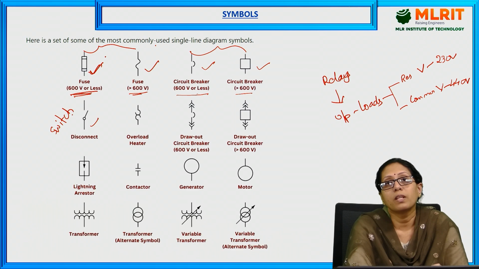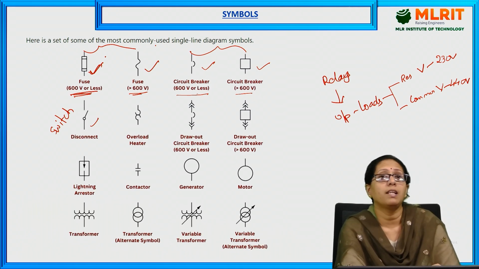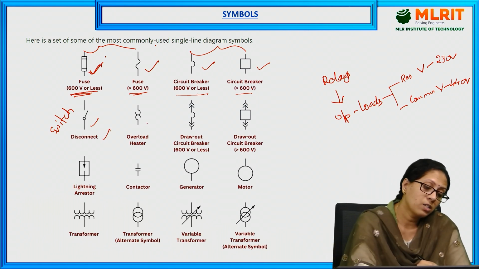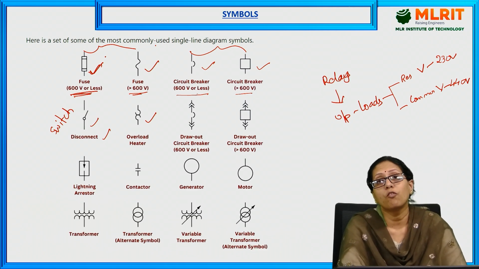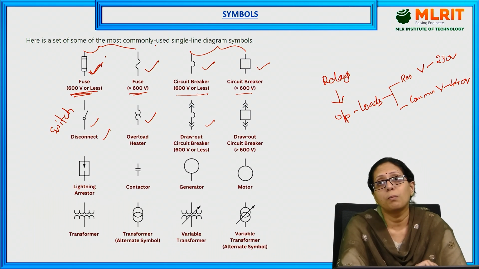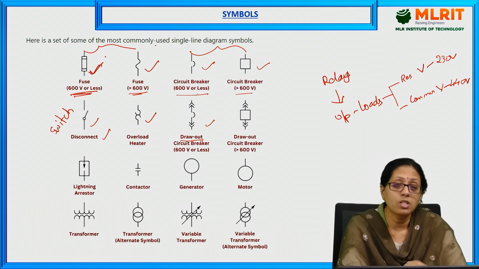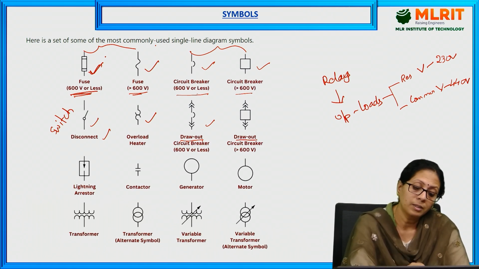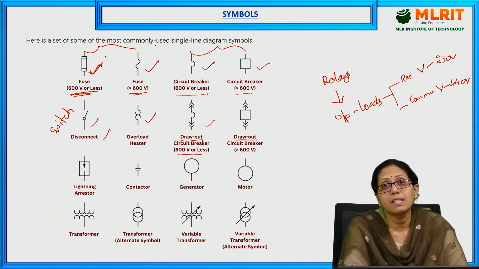You can call this one a switch, which is used for disconnecting a particular motor or a generator or any kind of component. If you want to temporarily disconnect from the main line, you will be using this disconnect symbol here. Next one is overload heater. This is the symbol for overload heater and this is the symbol for circuit breaker again, but this is draw out circuit breaker. This is also a symbol of draw out circuit breaker, but here it is less than 600 volts. This is more than 600 volts.